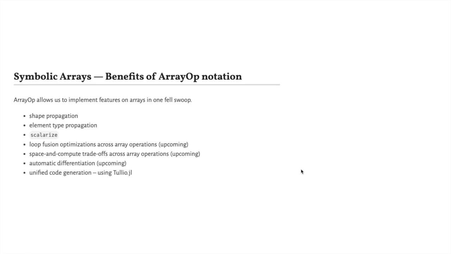We can also implement unified code generation on all array operations using packages like Tullio.jl. Tullio takes a notation similar to ArrayOp and uses LoopVectorization.jl and other packages to generate instruction parallel, blocked, and threaded Julia code to compute these operations on numerical input.